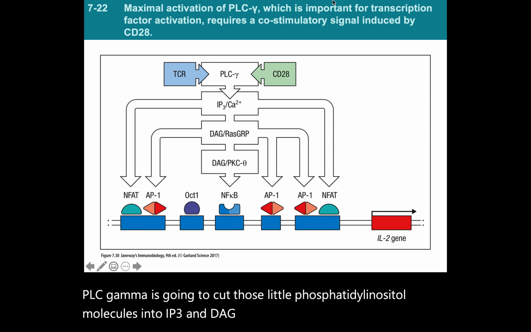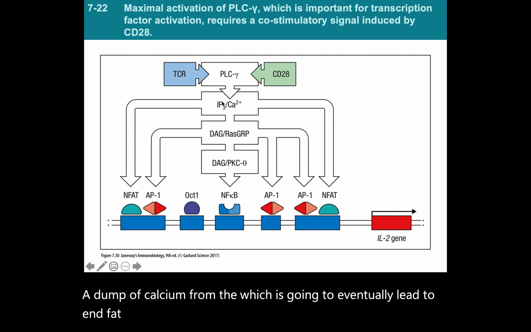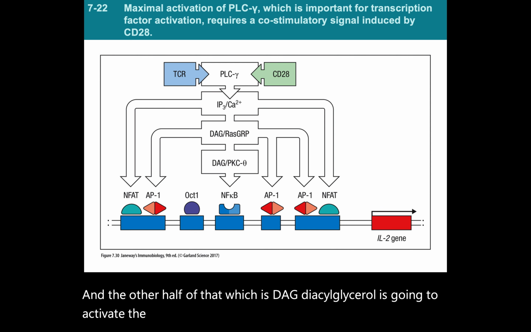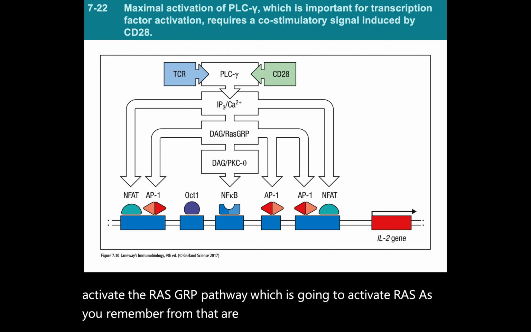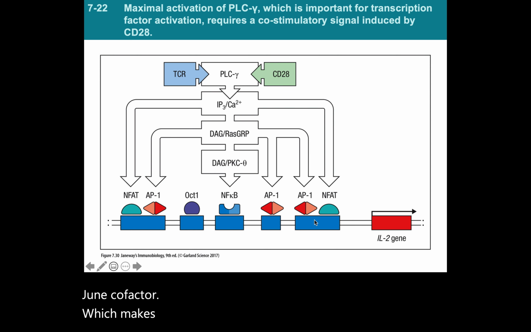IP3 is going to activate a dump of calcium from the ER, which is going to eventually lead to NFAT transcription factor binding. The other half of that, DAG, diacylglycerol, is going to activate the RAS-GRP pathway, which is going to activate RAS, as you remember from that other slide. And so various kinase steps later, we're going to end up with our FOS and JUN, or c-Fos, c-Jun, cofactors, which make the AP1 transcription factor together.